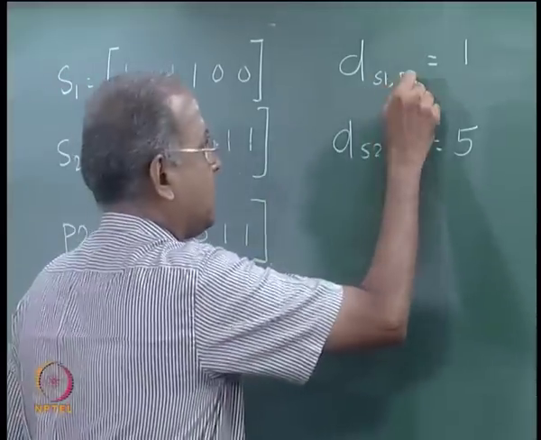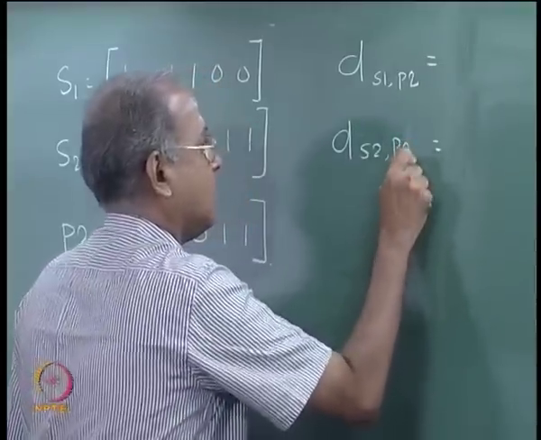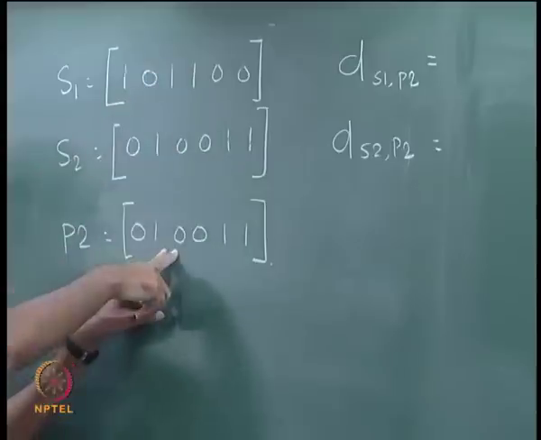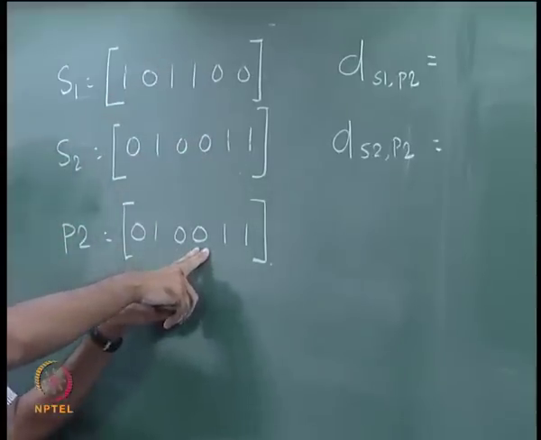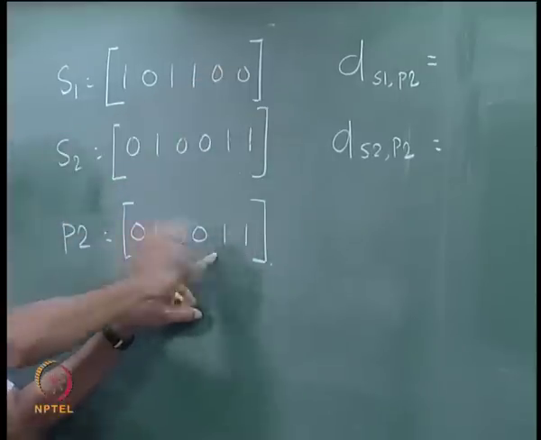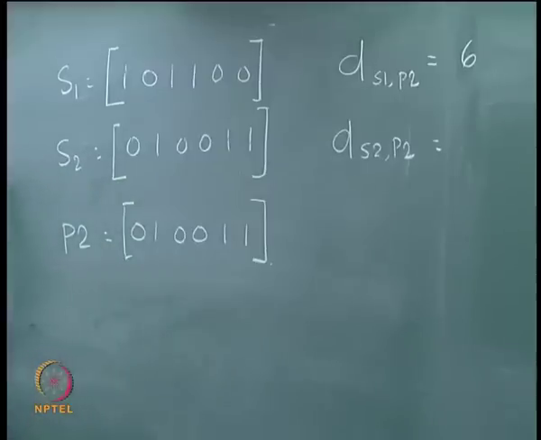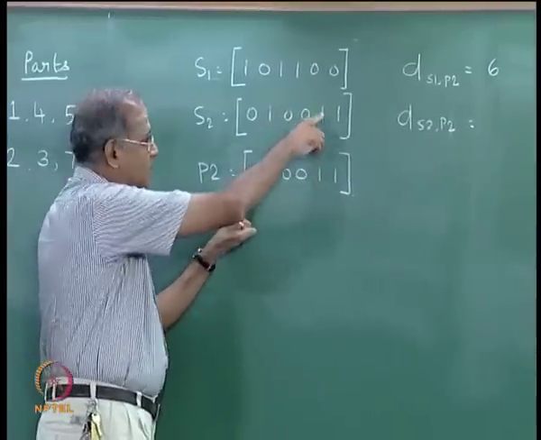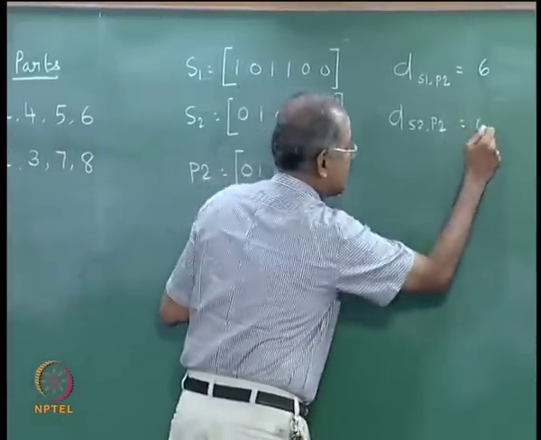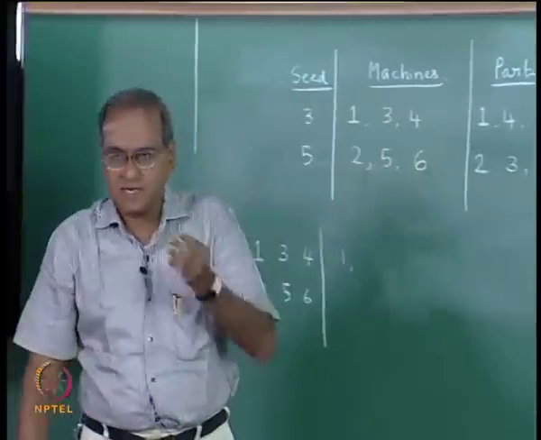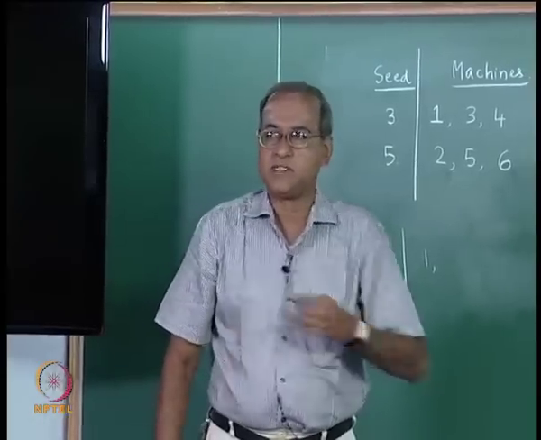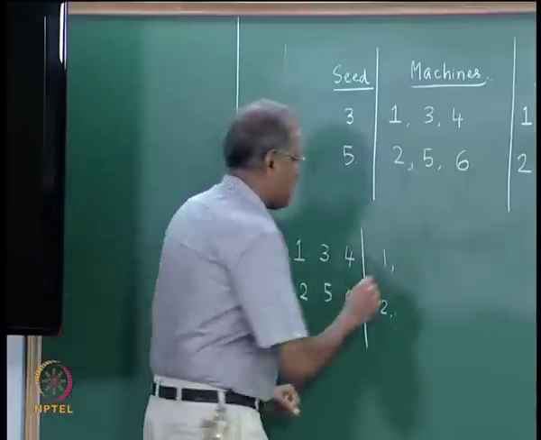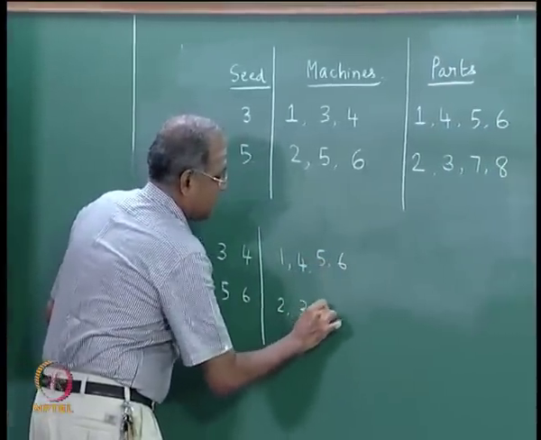So, D S1 P2 is equal to 1 0 pair 1, 0 1 pair 1 plus 1 2, 1 0 pair 2 plus 1 3, 1 0 pair 3 plus 1 4, 0 1 pair 4 plus 1 5, 0 1 pair 5 plus 1 6, which gives 0 0 0, 1 1 0, 0 0 0, 0 0 0, 1 1 0, 1 1 0 identical. So, distance is 0. So, part 2 will go to seed 2 or group 2 with which it has minimum distance. So, part 2 will come here. Like this we can complete it, we will get the same solution 1 4 5 6 2 3 7 8.